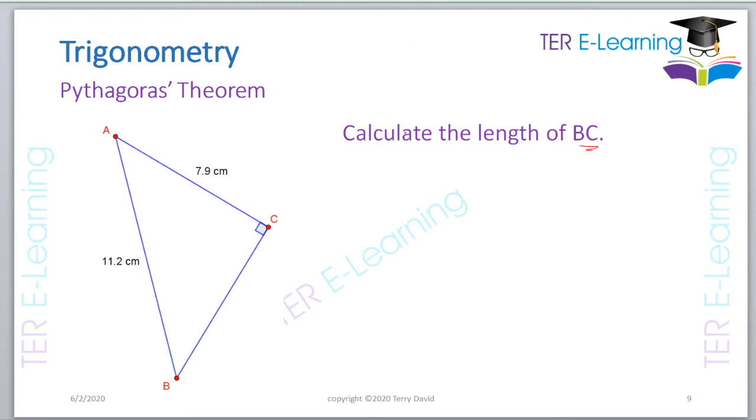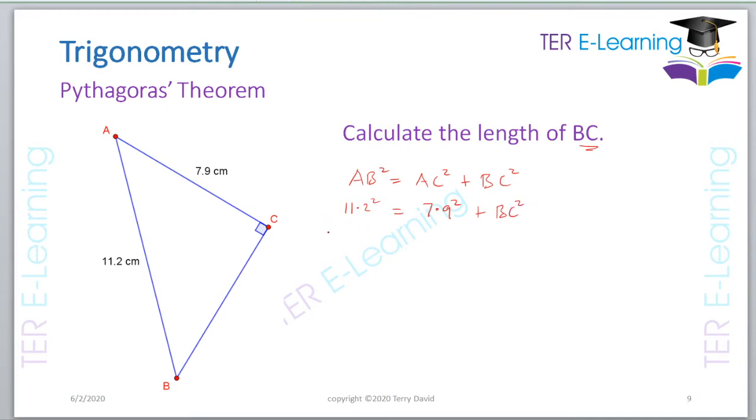So let's take a look at this now. We want to calculate the length BC. We know we're going to use Pythagoras Theorem here. We don't have any other angle besides the 90 degrees. So we're going to start off with the hypotenuse squared, which in this case is AB squared, is equal to AC squared plus BC squared. So AB squared in this case would be 11.2 squared, is equal to AC, which if you look at the diagram, is 7.9.